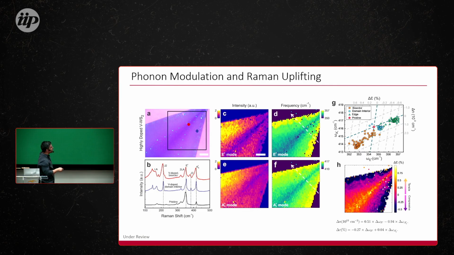This is a plot we made considering different points to map it out. This is the position of this mode as a function of this mode, and using these equations that are already well established in the literature, we can verify a competition between stress and strain, and as well doping in the material system. So this is quite remarkable.